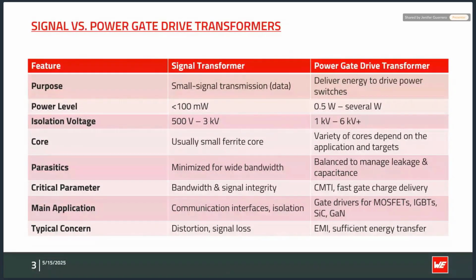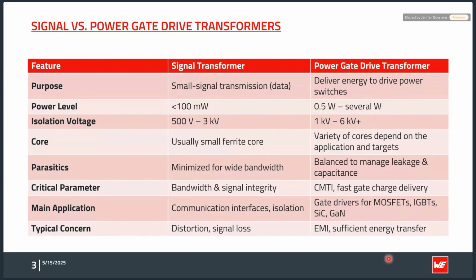So let's first talk about the purpose and the power level. Signal transformers are typically used for low power data transmission, usually under, let's say, 100 milliwatts. For example, you can think about Ethernet, CAN, or RS communication. In contrast, power gate drive transformers are designed to deliver energy. Often you will see in the market from half a watt, because it depends on which IC you are using and which application, to several watts. This is to actively switch the MOSFET, or in this case, wide band gap devices like silicon carbide, and in other cases also GaN switches.